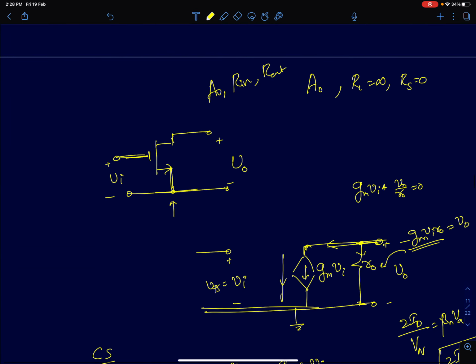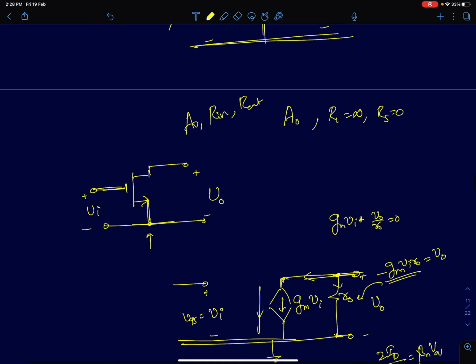So first, I'm going to find the intrinsic gain of this amplifier. The intrinsic gain, or unloaded gain, of an amplifier is the maximum gain that this amplifier can give us. And that's measured by making the load resistance infinity and the source resistance 0.